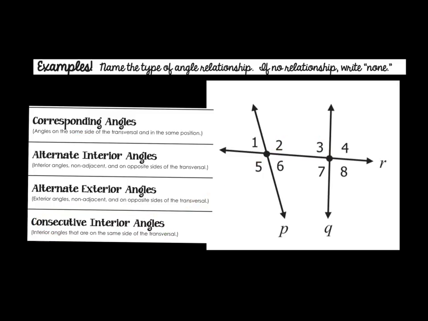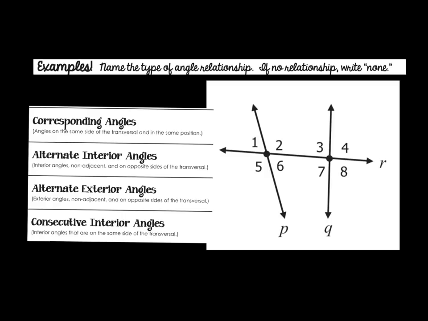How about, say, 1 and 8? Alternating sides of the transversal, but these guys are on the outside, so I think they're alternate exterior. They're non-adjacent, right? They're not neighbors, and they're on opposite sides of the transversal on the outside, so alternate exterior. Who else are alternate exterior? 5 and 4, also alternate exterior.